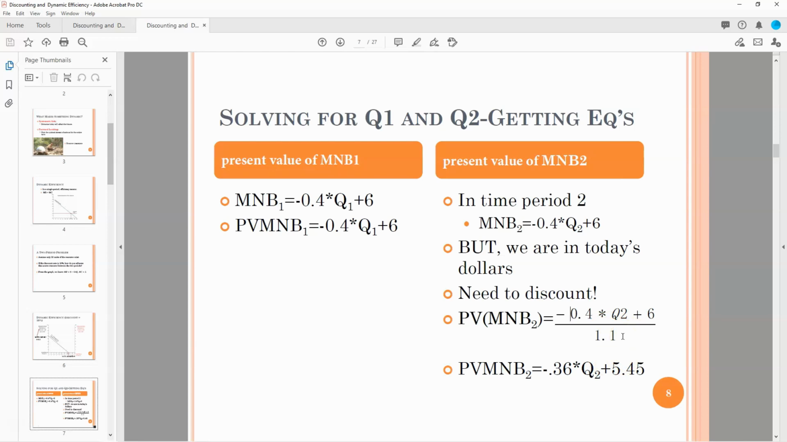10% is our discount rate. So given this equation, we can get the present value of marginal net benefit in period 2 is equal to minus 0.36 times Q2 plus 5.45, and go back to the present value of marginal benefit in period 1. Q1 is the quantity consumed in period 1.